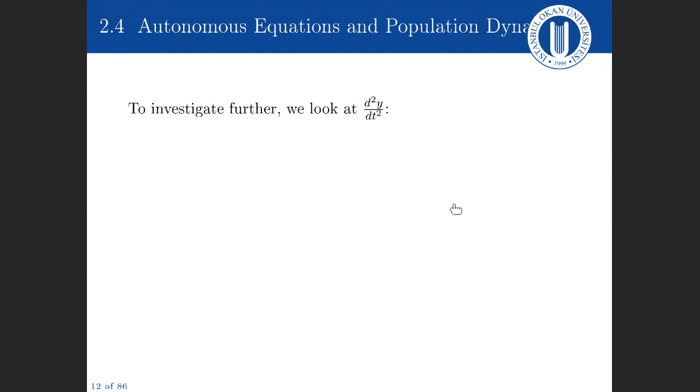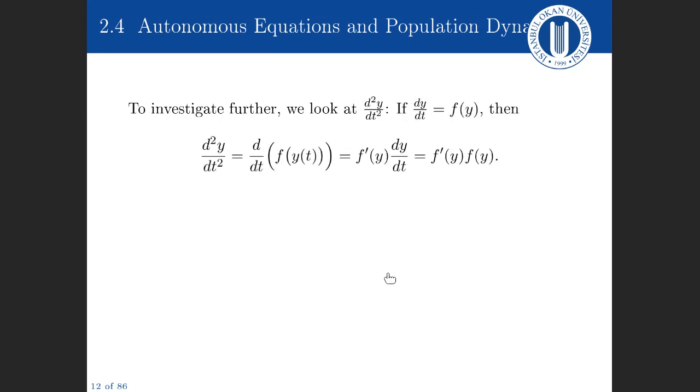To investigate further, we can look at the second derivative of y. Let's do this for the general equations, not just for the logistic equation. Let's look at dy/dt equal to f of y. Then d squared y/dt squared is the derivative of f of y. That's f prime of y times dy/dt by the chain rule, or f prime f.